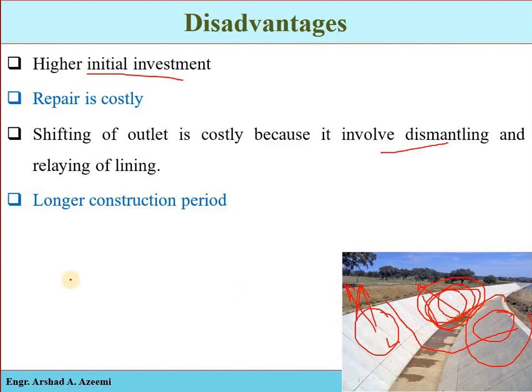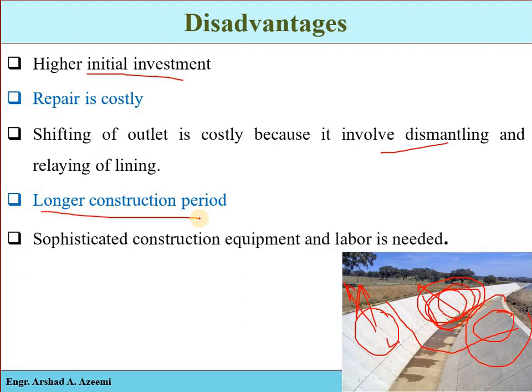And also remember, the construction period will be longer as compared to the unlined canal, because first you will have to construct the unlined canal and then do the lining, which prolongs the construction period. Also, sophisticated construction equipment and labor will be required to maintain the proper side slope, bed slope, and level of the canal. Proper equipment and experienced or skilled labor will be required for that purpose.